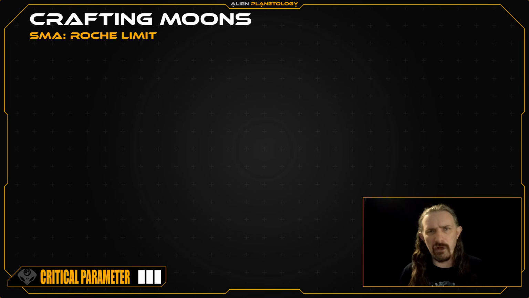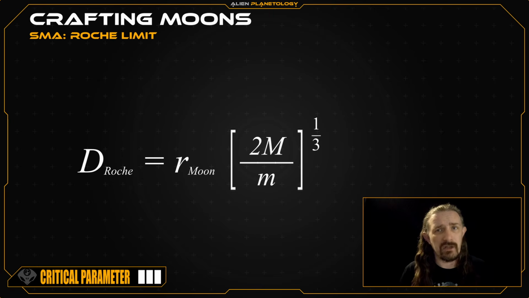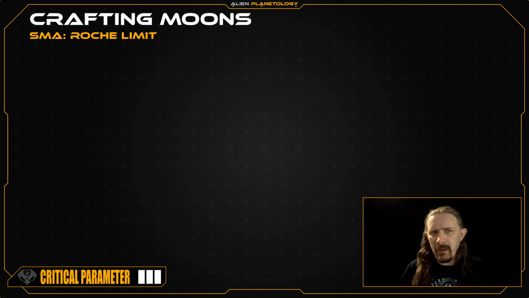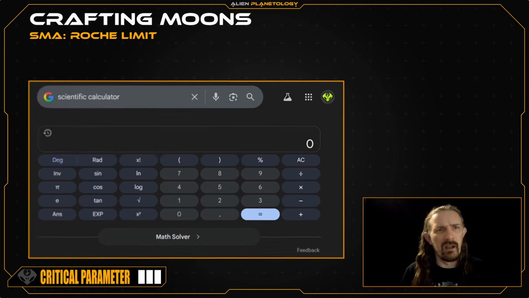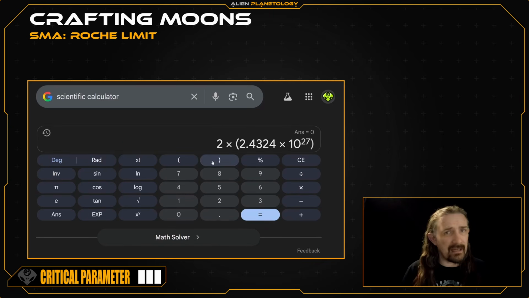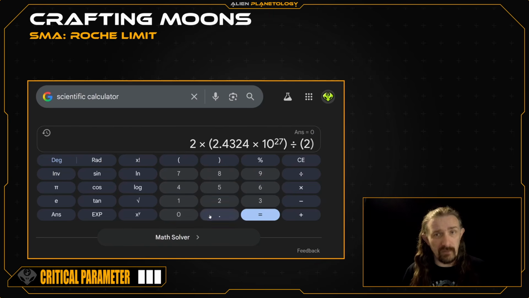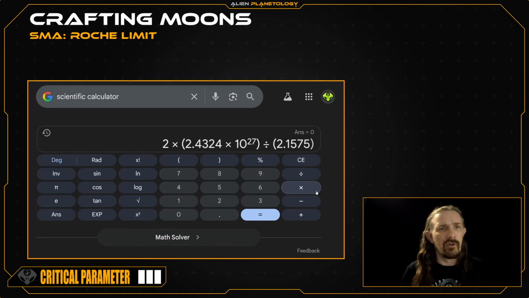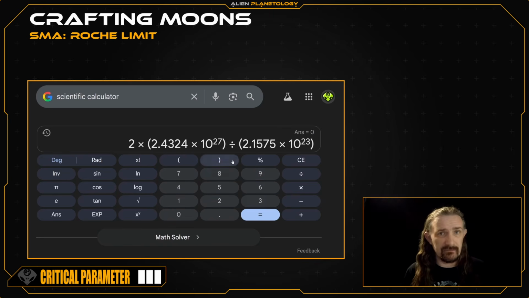We can calculate the Roche limit using this equation, which equates the limit to the radius of our moon times the cube root of 2 times the mass of the planet divided by the mass of the moon. To make the math easier, I'm going to do the equation a bit out of the order given here. In the calculator, I'm going to start by entering a 2 and then multiplying by the mass of my planet, in parentheses. Then divide and enter the mass of my moon, also in parentheses. Your equation should look something like this.